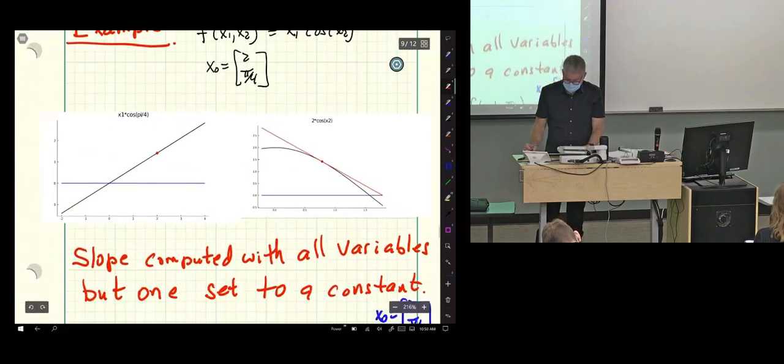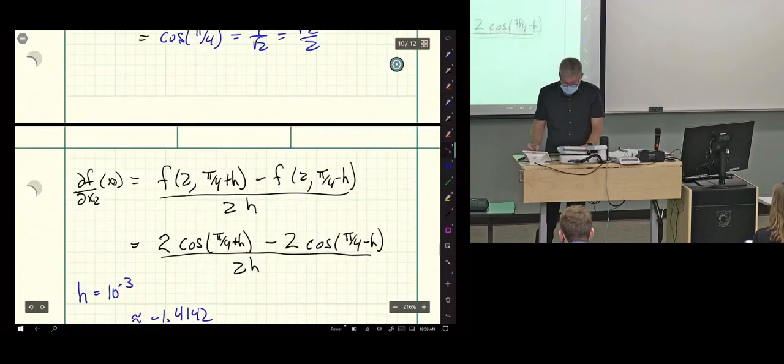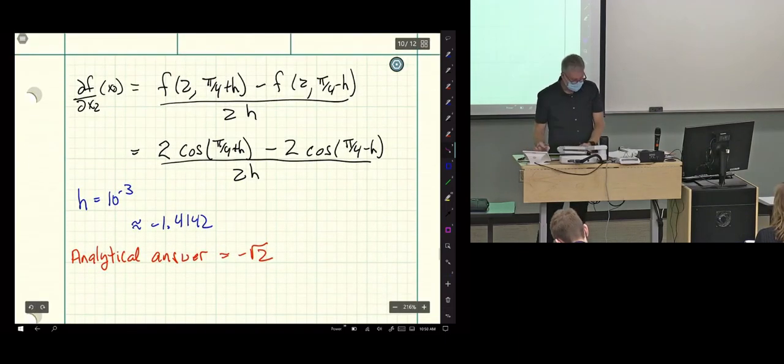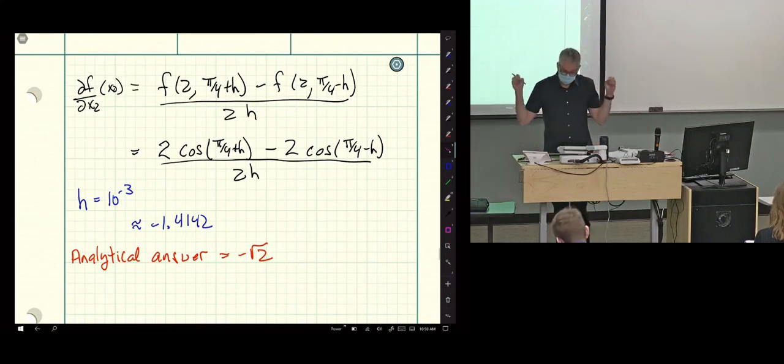It really is slopes when you freeze one variable and vary the other one. Freeze the first variable, vary the second. Freeze the second variable, vary the first variable. Those are the partial derivatives. And by hand, they're horrible. By Julia, they're a snap.